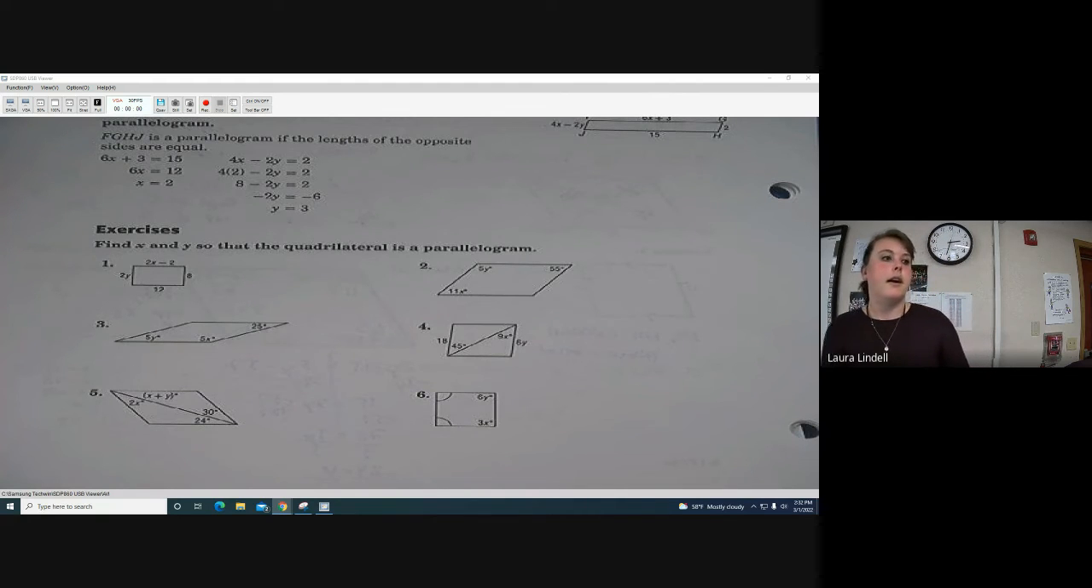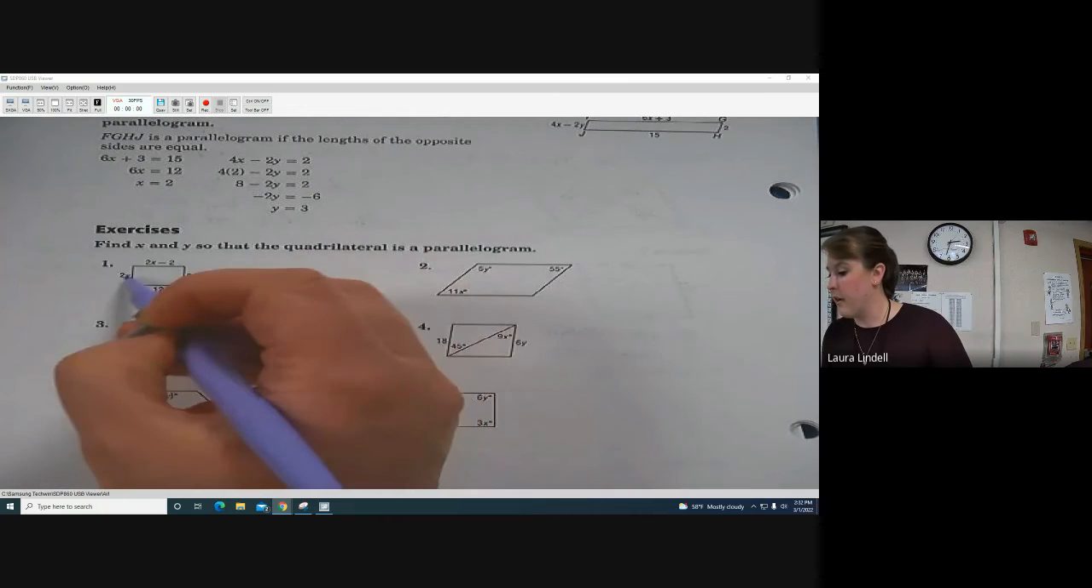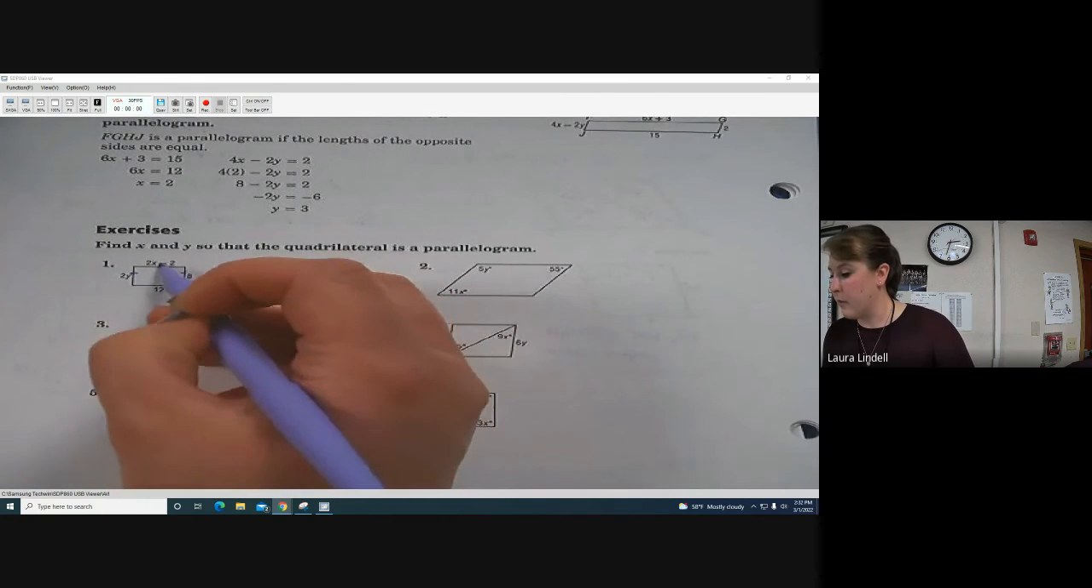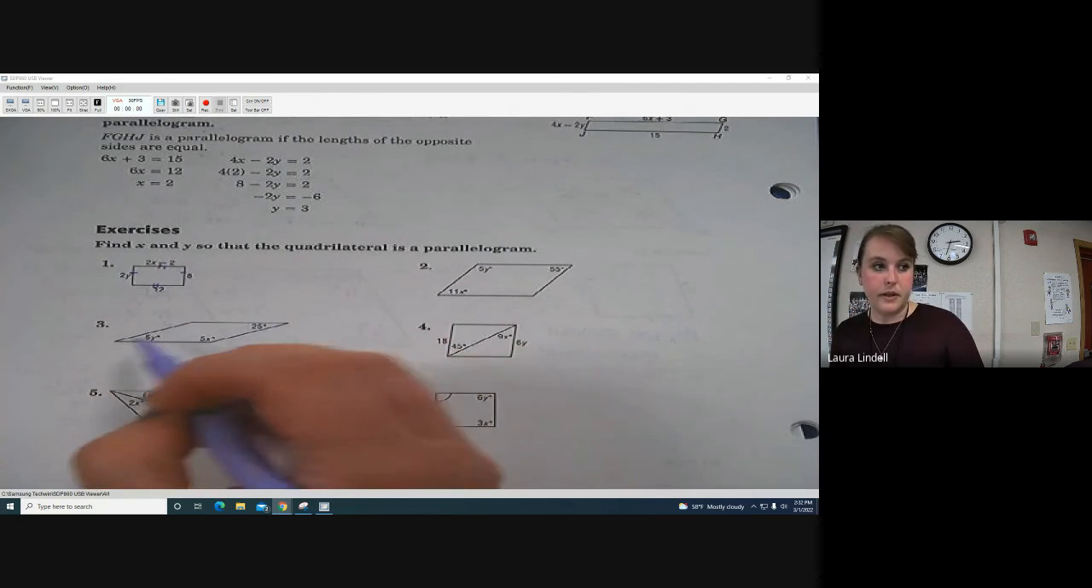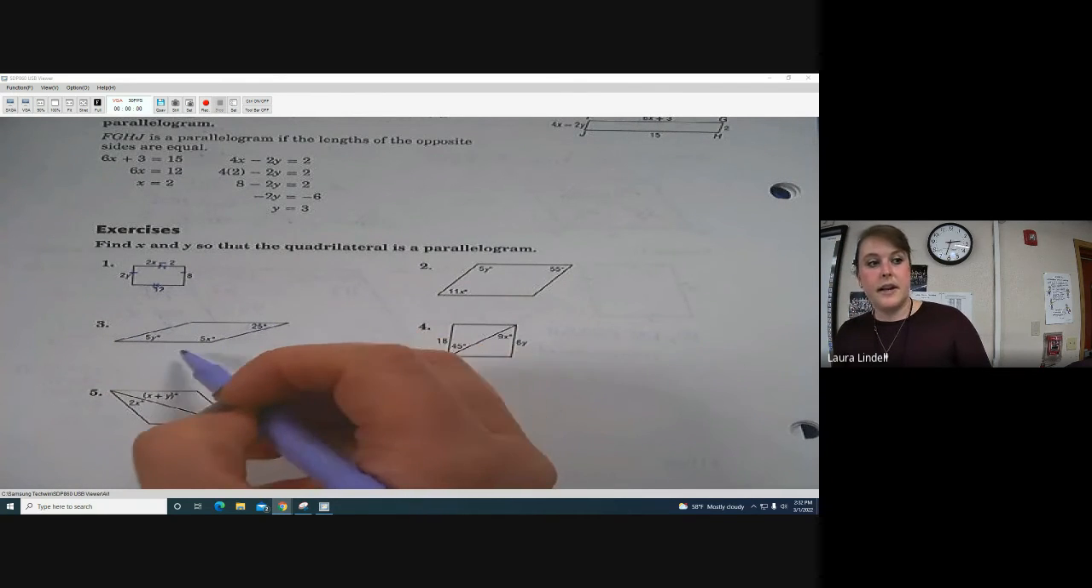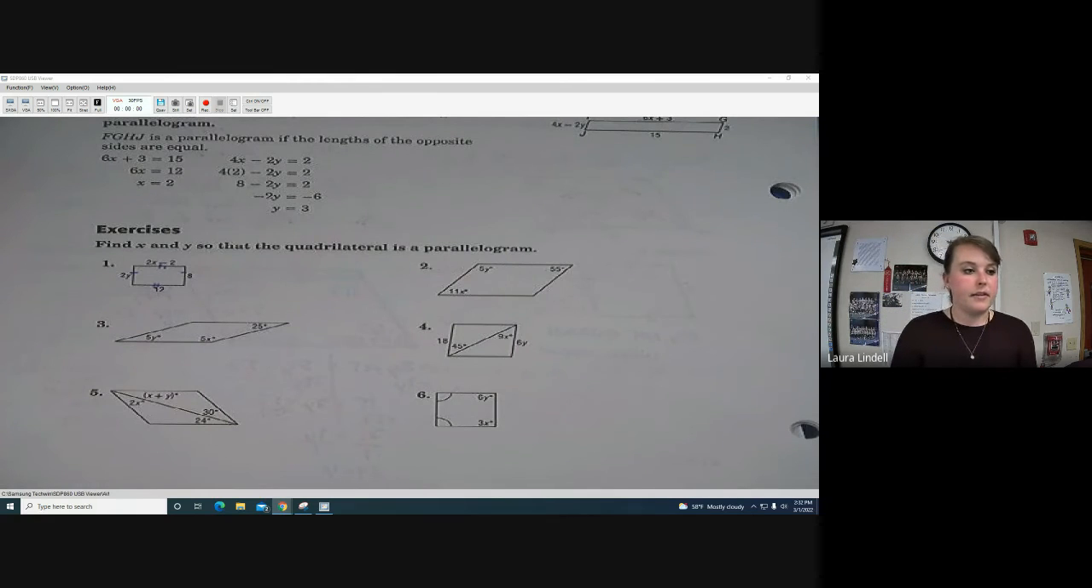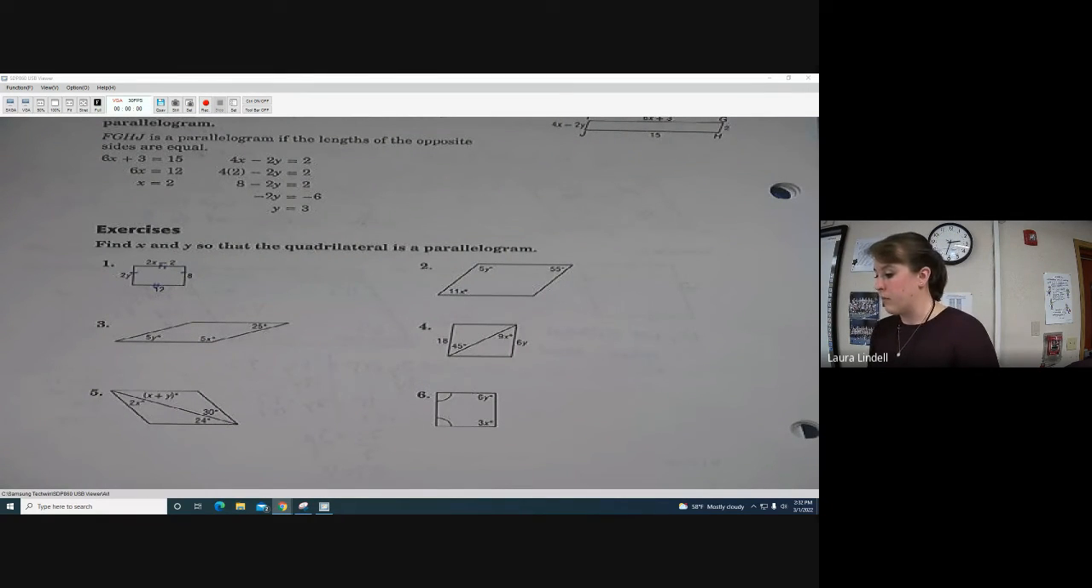So on these ones, you're still just going to be setting the sides that are across from each other equal to each other. The angles that are across from each other equal to each other. The angles that are consecutive, adding to 180, stuff like that. So this is the same kind of problem that you worked with yesterday for 7.2.